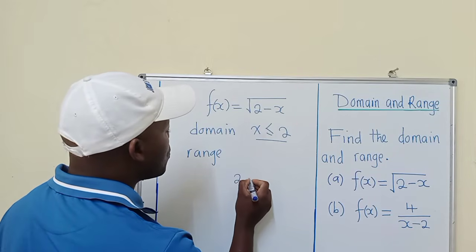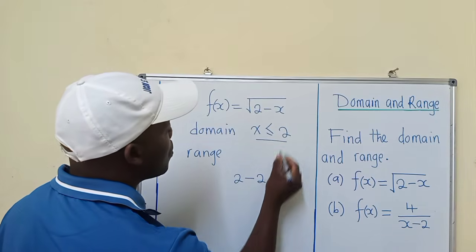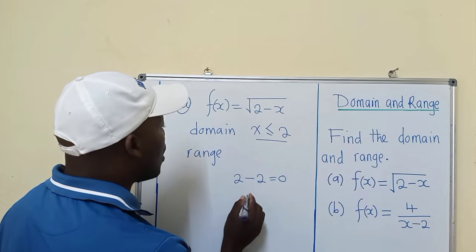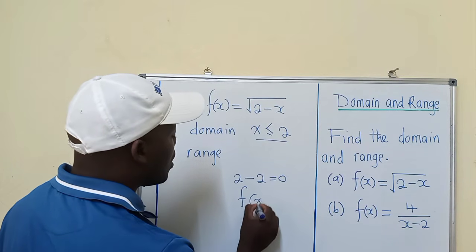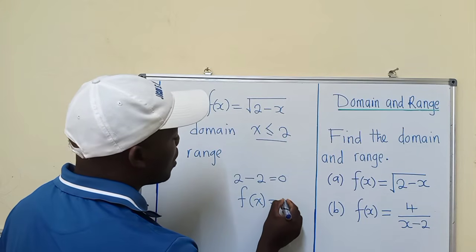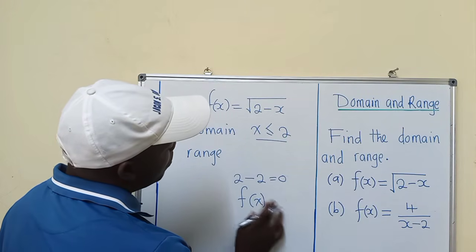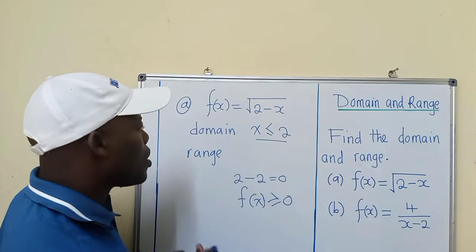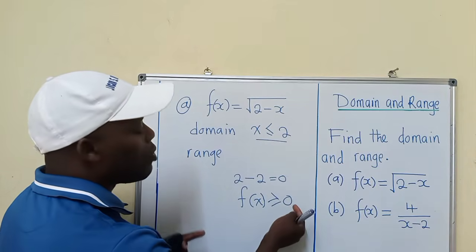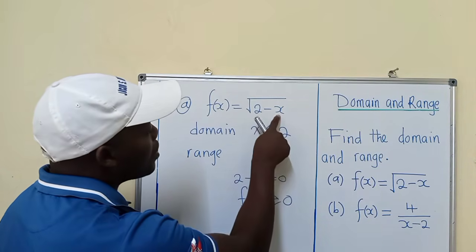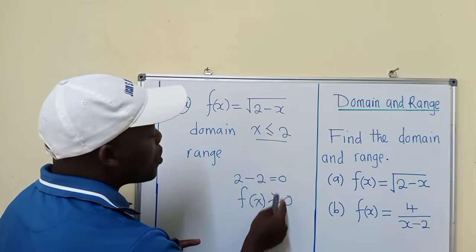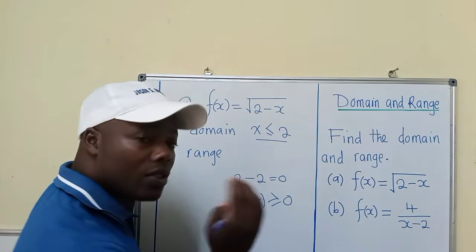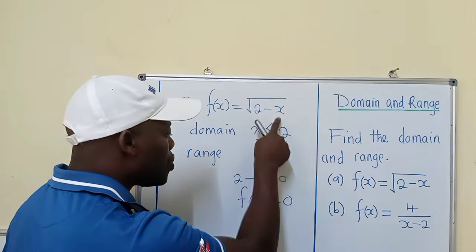So if we say 2 minus 2, the answer will be 0, because we have substituted there. So meaning our range, which is f of x, will be greater than or equal to 0. Greater than or equal to 0. So whichever value we are going to get when we put this range here, we'll get the numbers bigger than or equal to 0. Those are the numbers that we get. If we put a 2, we'll get a 0.